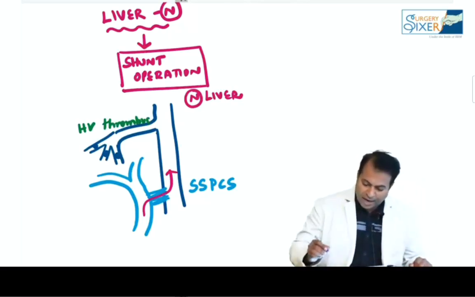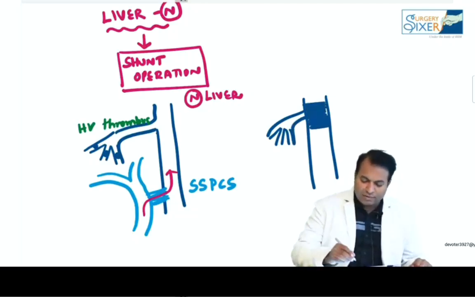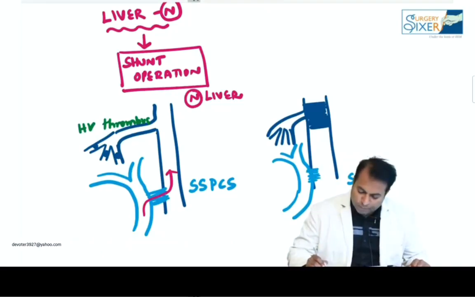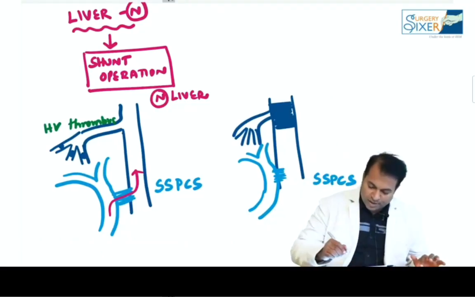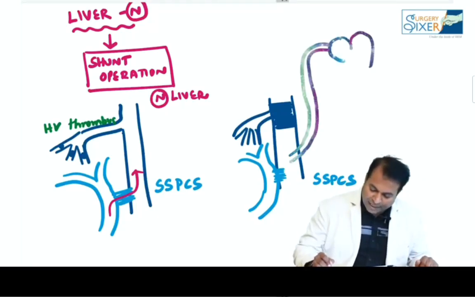But if it is a case of IVC web, what will I do? If it is not a hepatic vein thrombus, but a case of IVC web like this, a side-to-side portocaval shunt is not enough. So what should I do? Along with the side-to-side portocaval shunt, I should also do one more shunt: a shunt from the IVC to the right atrium like this.